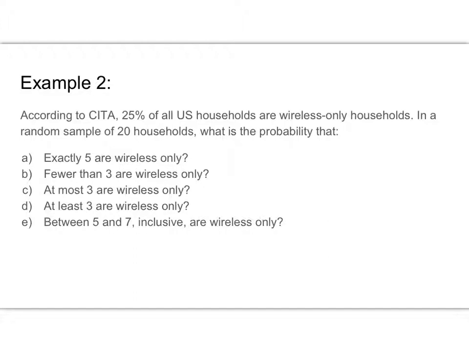All right, so let's get to our second example. According to CITA, 25% of all U.S. households are wireless only. In a random sample of 20 households, what's the probability that exactly 5 are wireless only? So we're looking for the probability of 5. And if I go to my table with n equal to 20, p equal to 0.25, and I go to x equals 5, I find that it's 0.023.